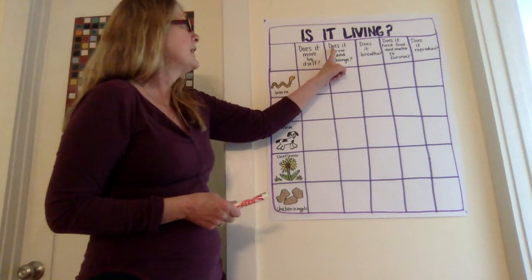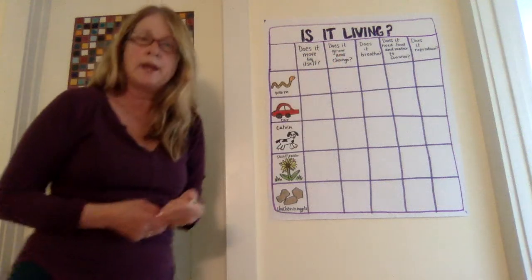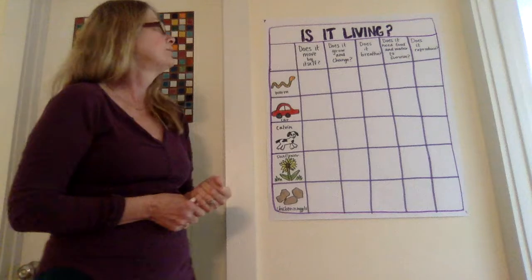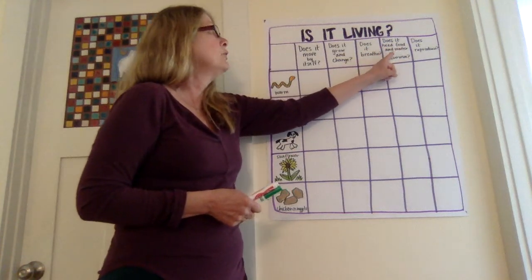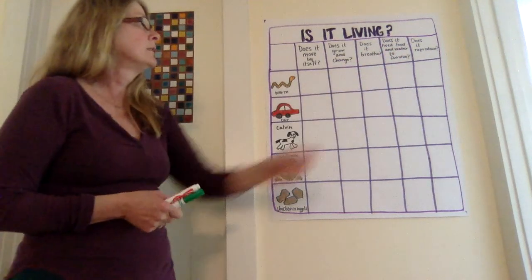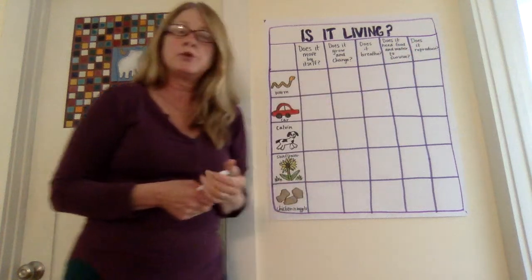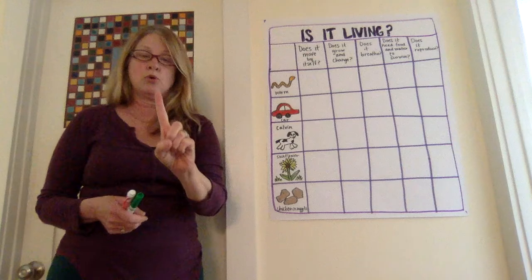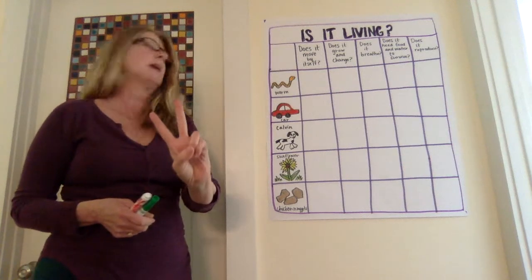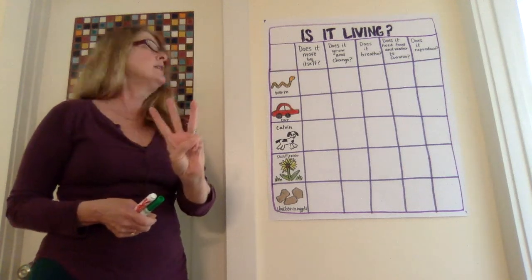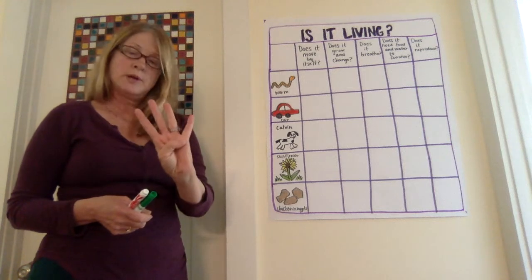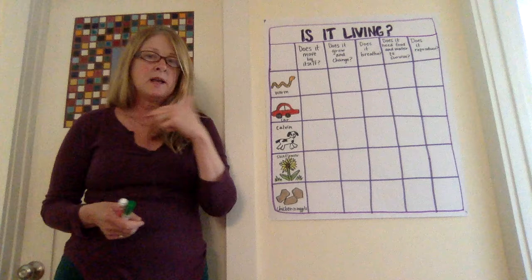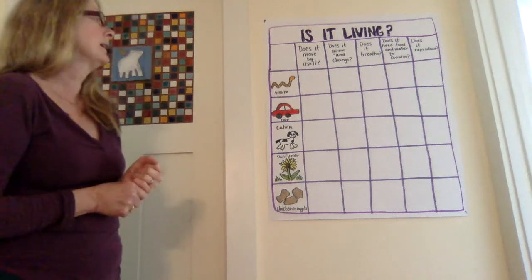The second thing is, does it grow and change? Does it breathe? Does it need food and water to survive? Does it reproduce, which means make more like itself? So again, does it move? Does it grow and change? Does it breathe? Does it need food and water? And does it reproduce? Those are the 5 things I need to remember about living things.